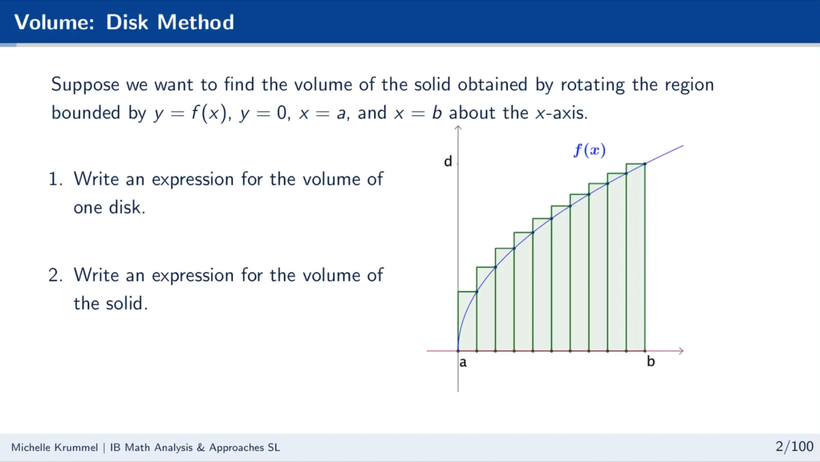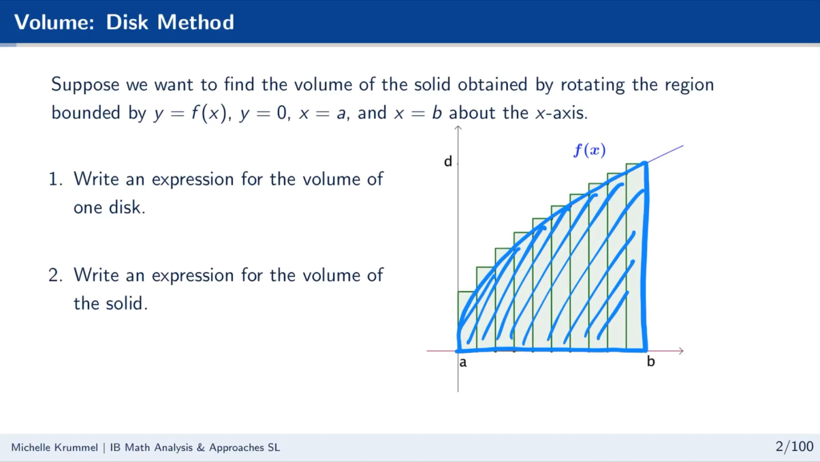Suppose we want to find the volume of a solid that's obtained by rotating a certain region around the x-axis. And the region that we're rotating is the region formed by y equals f of x, y equals 0, x equals a, and x equals b. So if you can imagine taking this region right here and then rotating it around the x-axis, we're going to get a solid figure. And we're trying to find the volume of that figure.